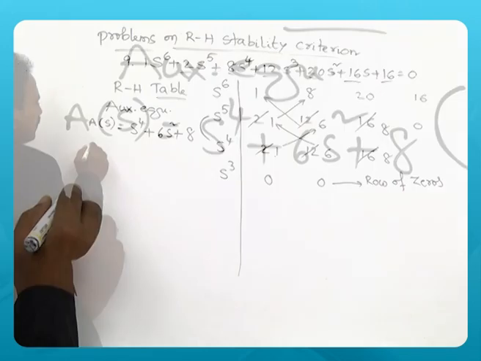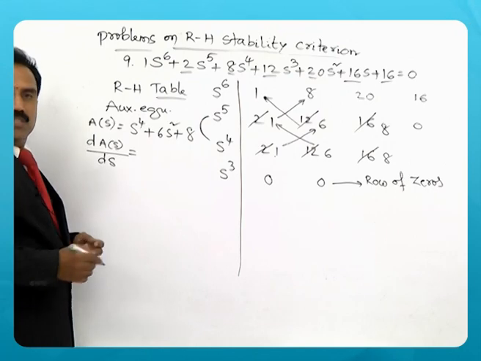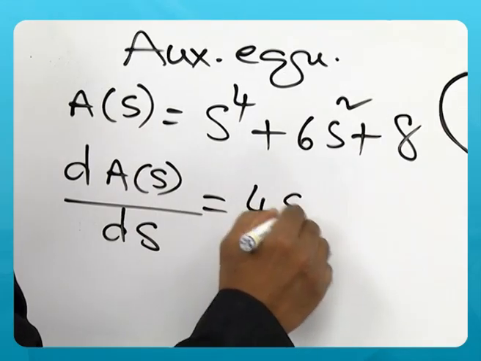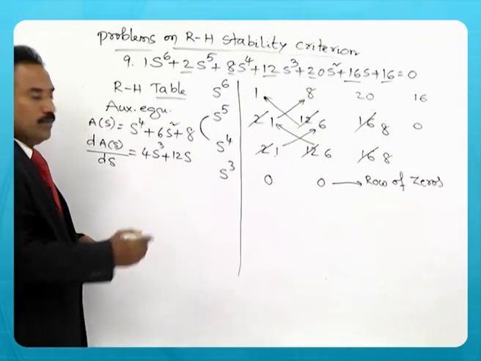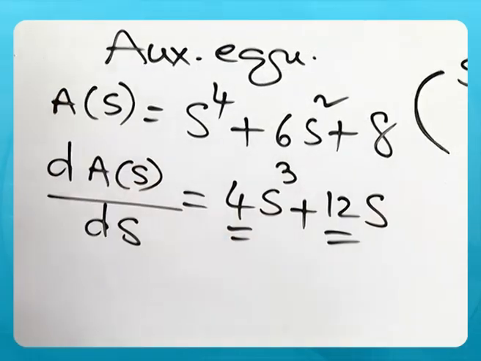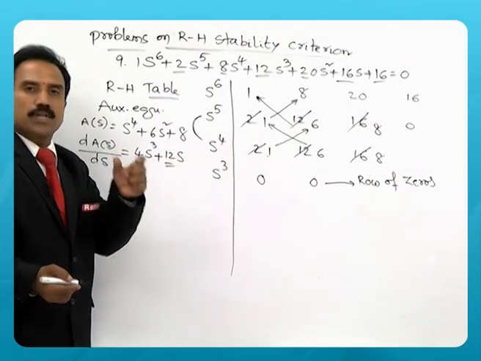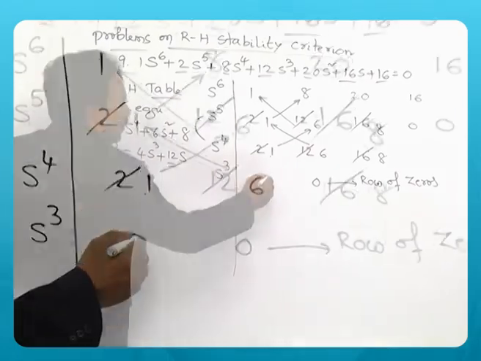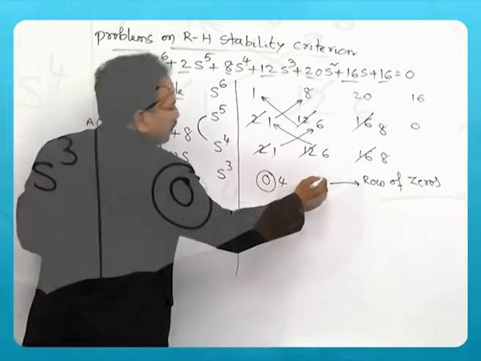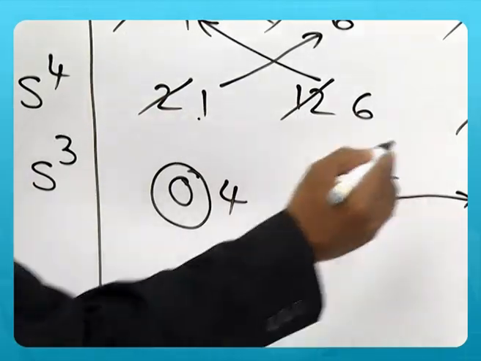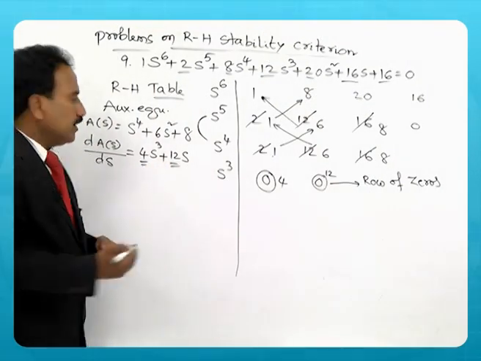So once you get the auxiliary equation, you have to differentiate it with respect to s. So this becomes 4s cube plus 12s. The coefficients of this equation, you need to put them here in place of zeros. So this 0 is replaced by the 4 and this 0 is replaced by 12. Now you need to continue constructing the table.